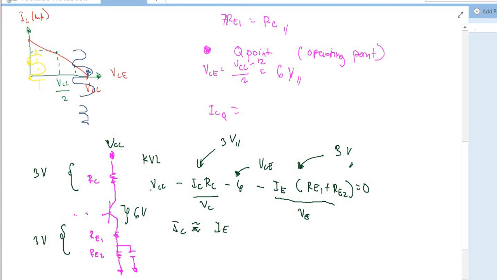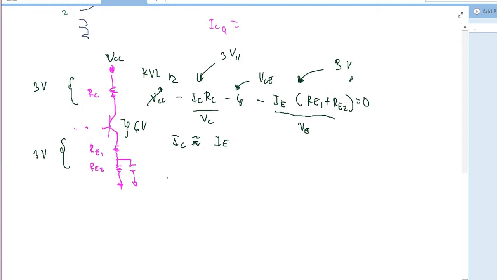Okay, so remember that you have a value of 12 here. So as you can see, this one would be 6. So just to write it down, I'm going to simplify this. So this one would be 6 is equals to, oops, this one is not included. So the VC, 6 minus IC RC minus IC, again our assumption, RE1 plus RE2, equals 0.